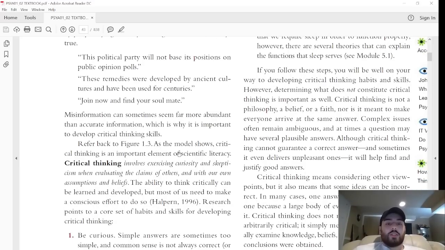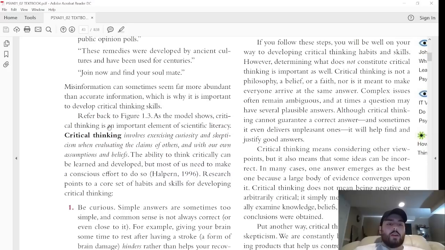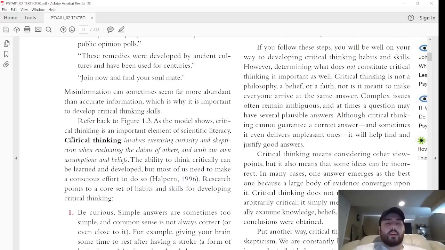So misinformation can sometimes seem far more abundant than accurate information, which is why it is important to develop critical thinking skills, right? So how do we break down the actual textbook definition? I'm just going to highlight this here, of critical thinking. It involves exercising curiosity and skepticism when evaluating the claims of others and with our own assumptions and beliefs, right? So that is critical thinking essentially.